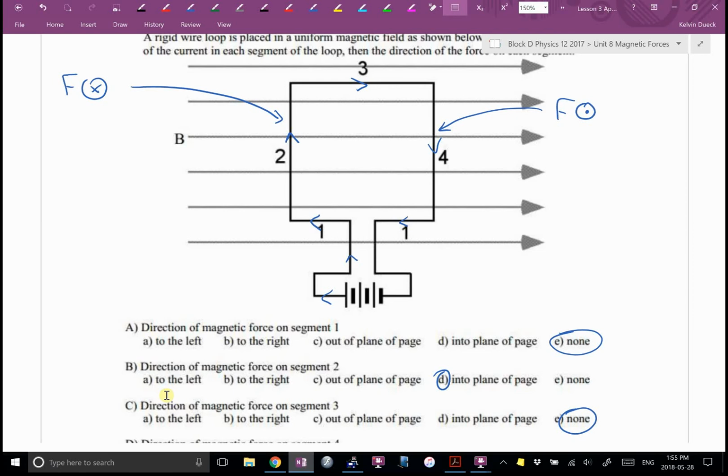Do you see how, though, we can get something to start to spin? This is a motor, an electric motor. This is what drives electric cars. This is what causes electric tires to spin, all that stuff. Okay?